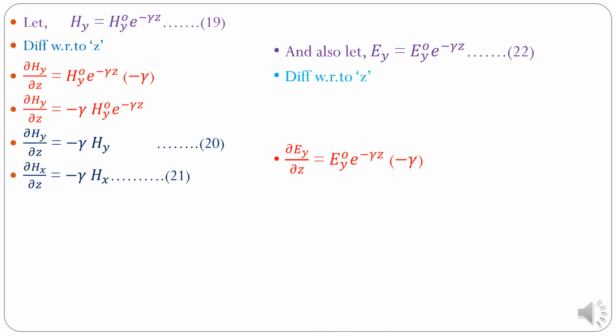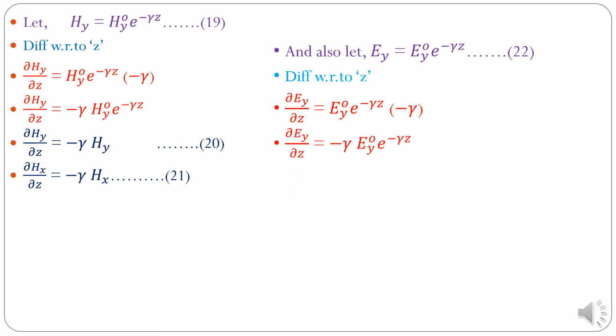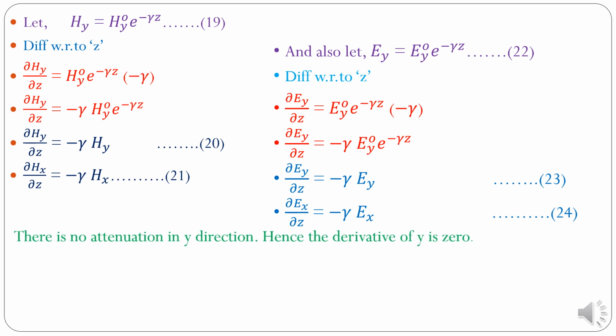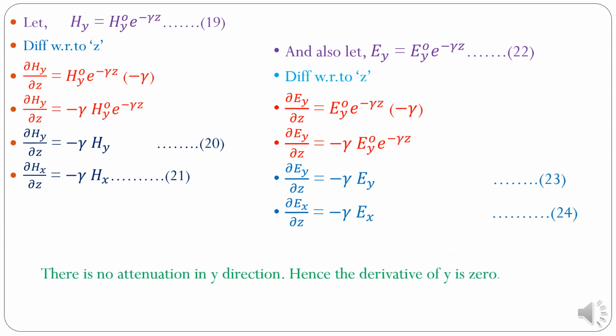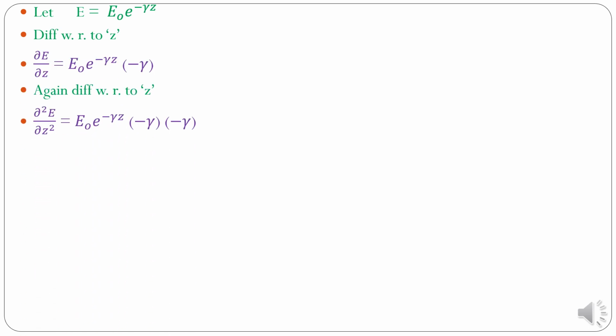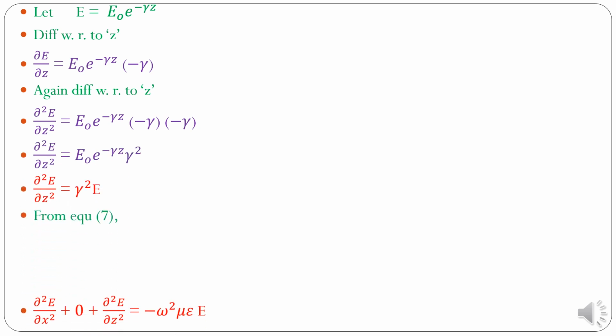Also we will find out the electric field component and the magnetic field component. So both the electric field and magnetic field in terms of gamma. There is no attenuation in y direction, so the y direction derivative may be 0. So you will take the z direction and differentiate with respect to z, find out the value of gamma, again differentiate with respect to z. So you will get both the values in terms of z square.